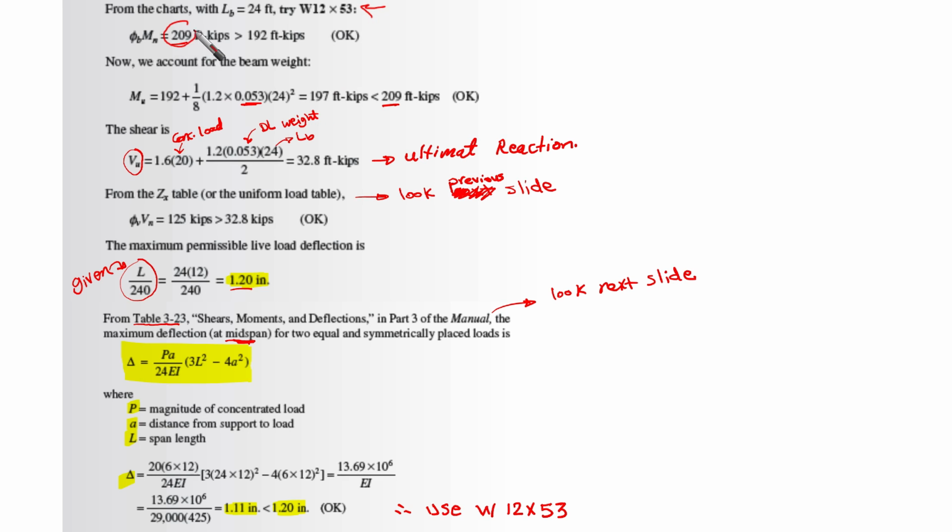We found that this cross section is going to give us the phi Mn if we're talking about LRFD, 209. However, the required is 192. So it is okay in terms of the flexure strength.